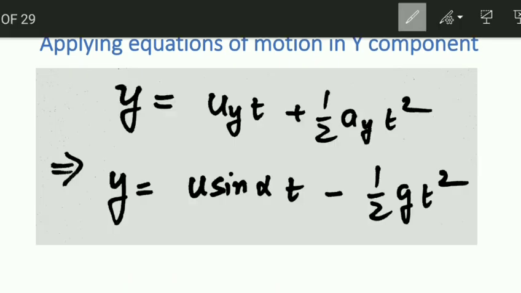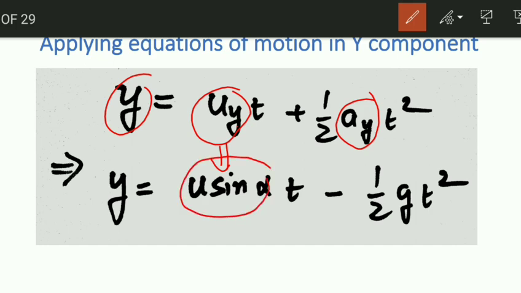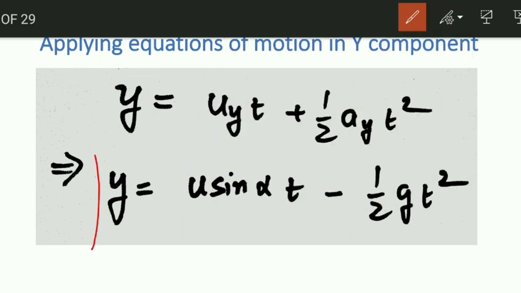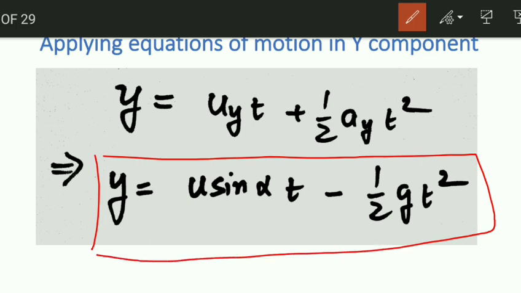Next, now we are required to find the displacement in the y direction. So s is equal to ut plus half at square, y is equal to uy t plus half ay t square. Same thing we are replacing, that is uy is equal to u sin alpha. The vertical component is u sin alpha. ay is equal to minus g. So y is equal to u sin alpha t minus half gt square. So these two are important, how we are getting it.